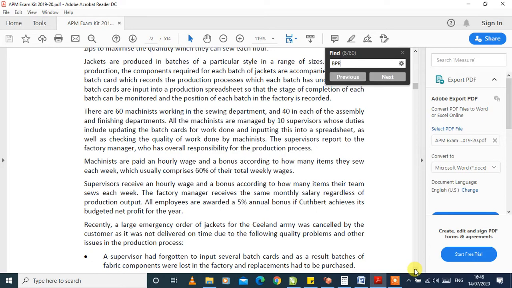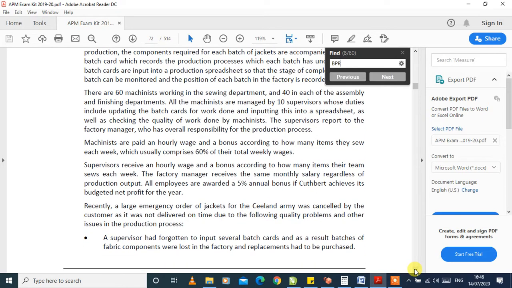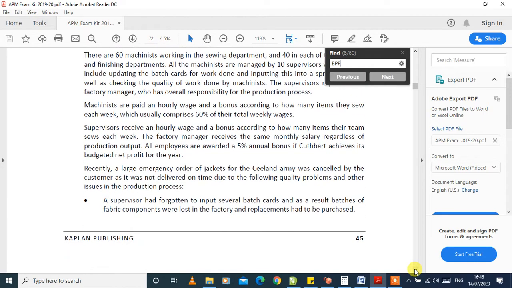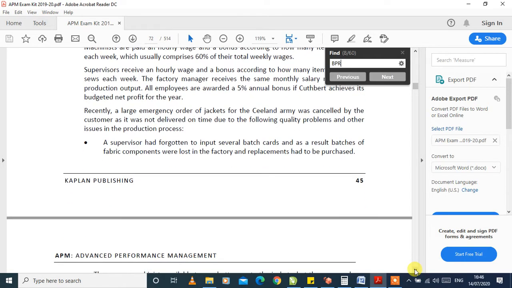The employees are awarded 5% of annual bonus if Cuthbert achieves its budgeted net profit for the year. Recently, a large emergency order of jackets for the Sea Land Army was cancelled by the customer as it was not delivered on time due to the following quality problems and other issues in the production process. The supervisor had forgotten to input several batch cards, and as a result, batches of fabric components were lost in the factory and replacement has to be purchased.